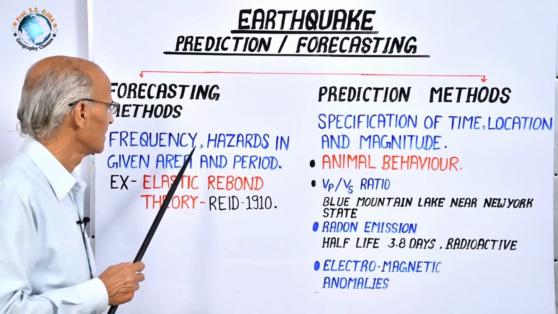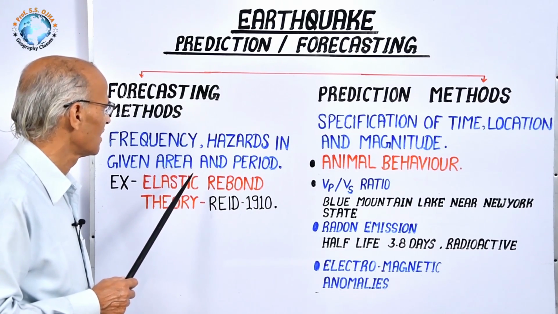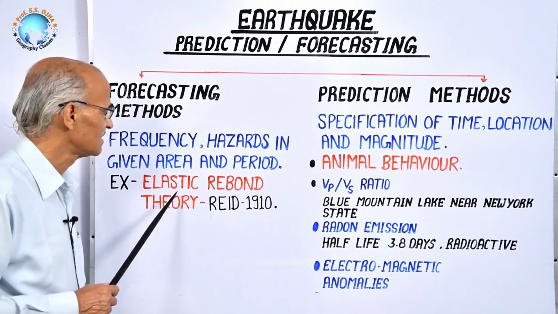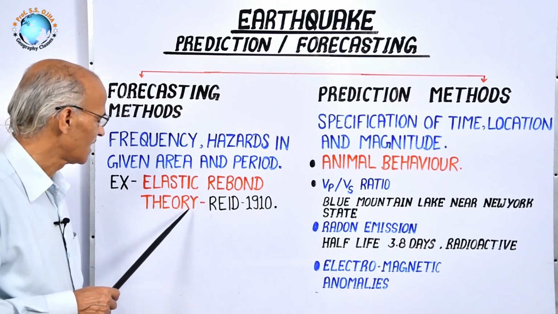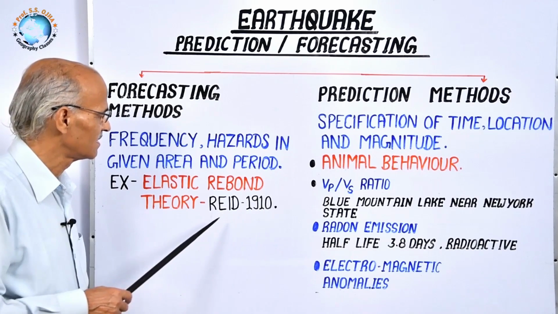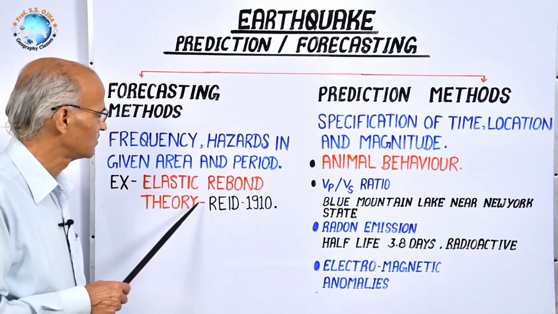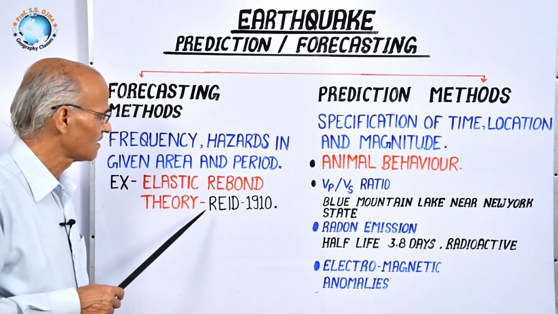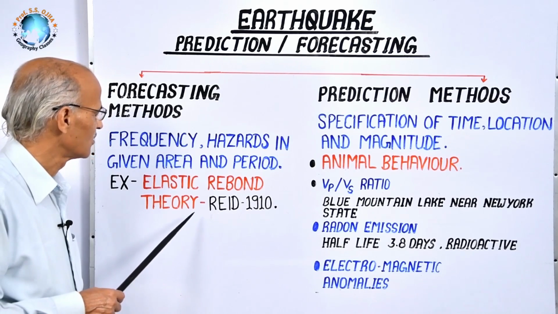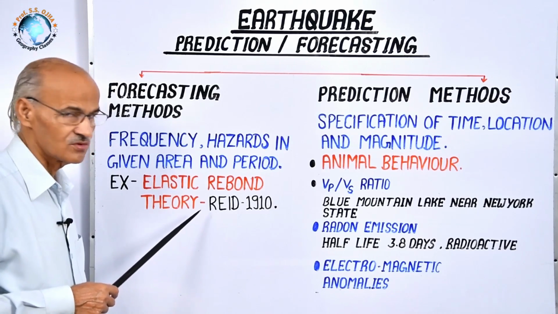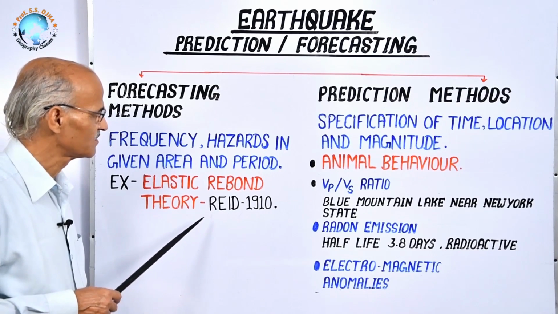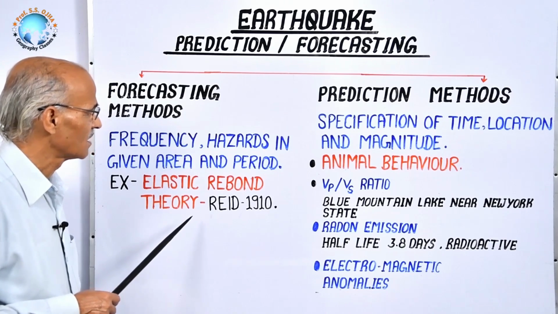For this, the study of structural rock or stratigraphy is important, and for that the elastic rebound theory was propounded by Reid in 1910, in which he observed that even hard rocks like granite and basalt undergo elasticity. Due to it, the tremors move through the rocks as different types of waves.